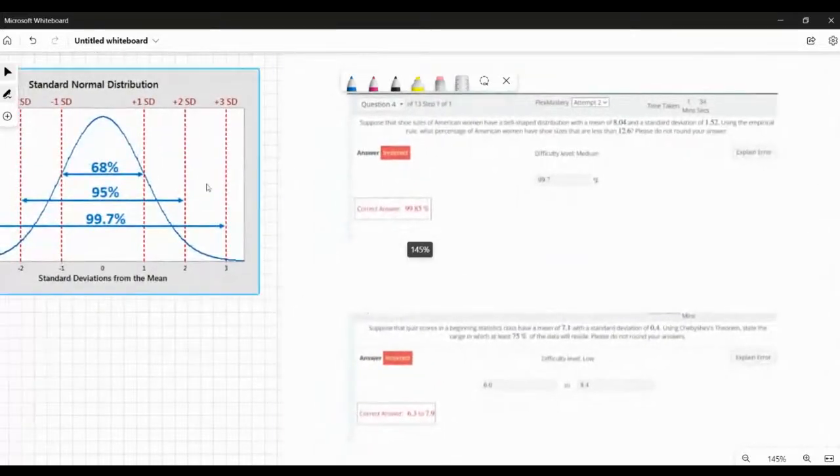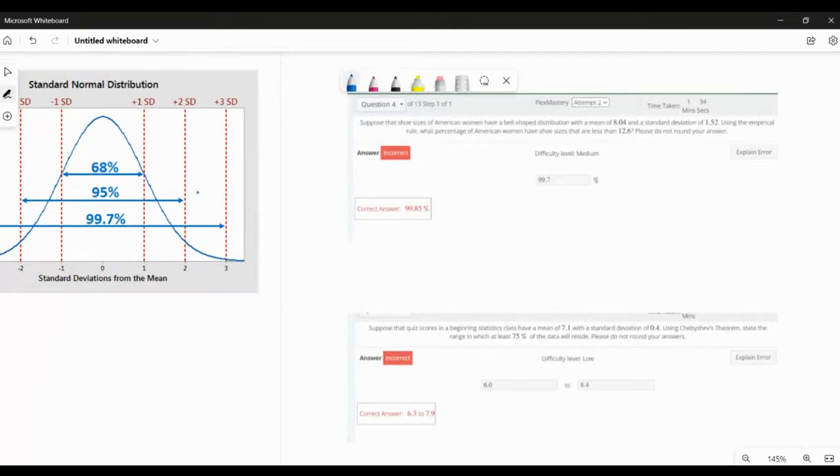Okay. So it says, suppose that shoe sizes of American women have a bell-shaped distribution with a mean of 8.04 and a standard deviation of 1.52. Let's work with the calculator. All right, using the empirical rule, what percentage of American women have shoe sizes that are less than 12.6? Please do not round your answer. Okay, so let's draw a curve.